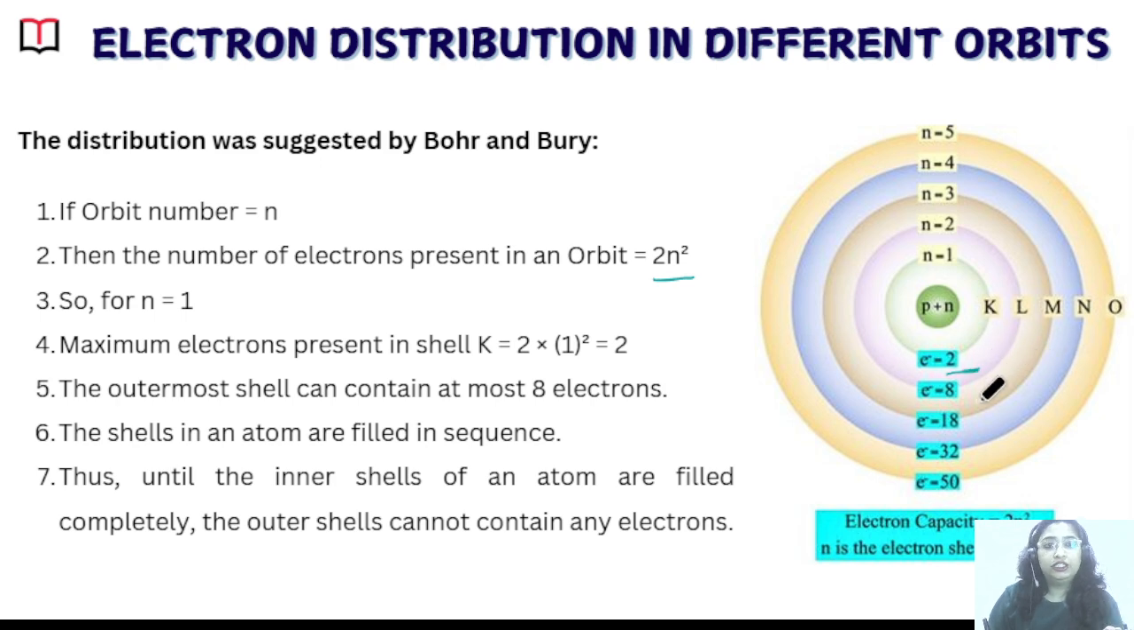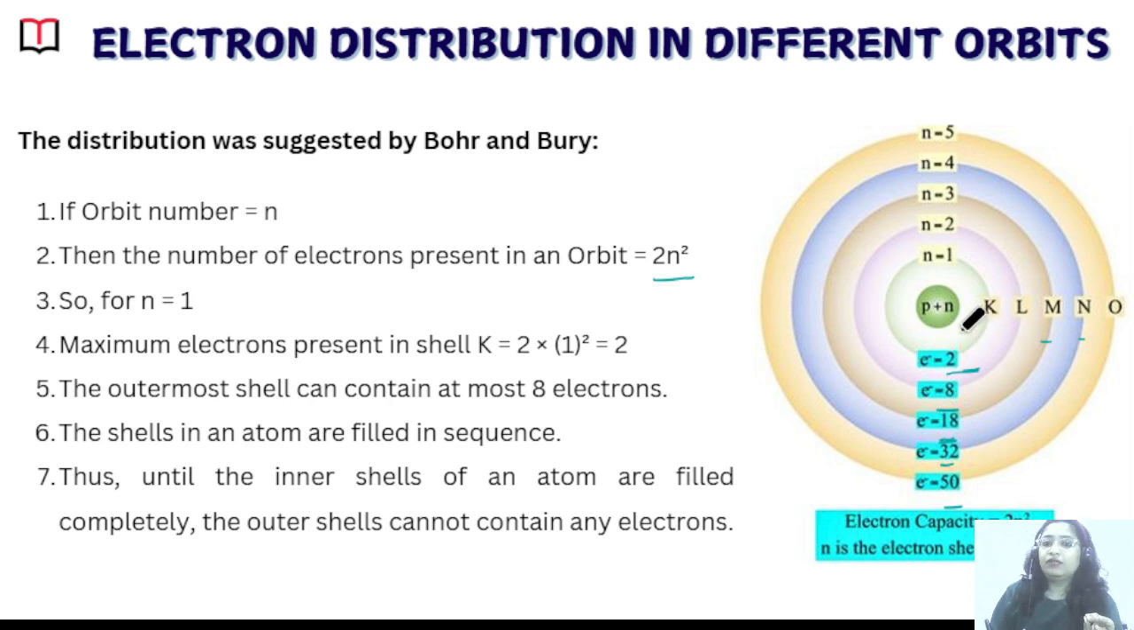In the L shell, the number of electrons is 8. In the M shell, it is 18. In the N shell, it is 32. In the O shell, it is 50. That's how we do the electronic configuration as well. Electron distribution is also done according to that. So this is basically the Bohr-Bury scheme.